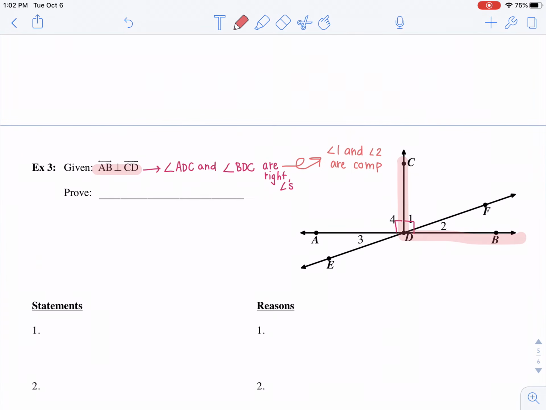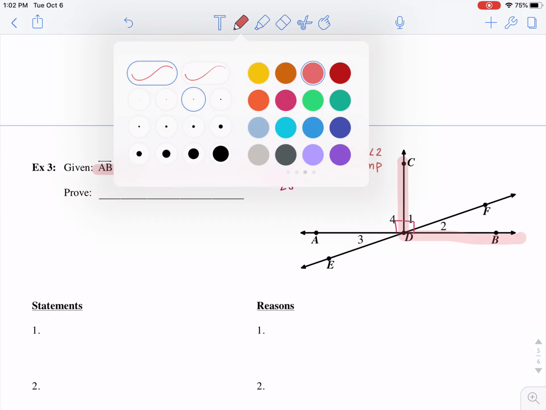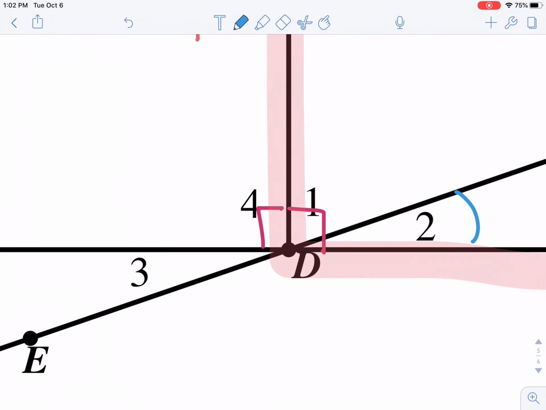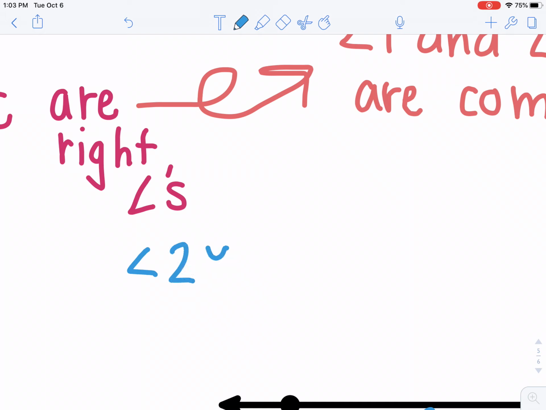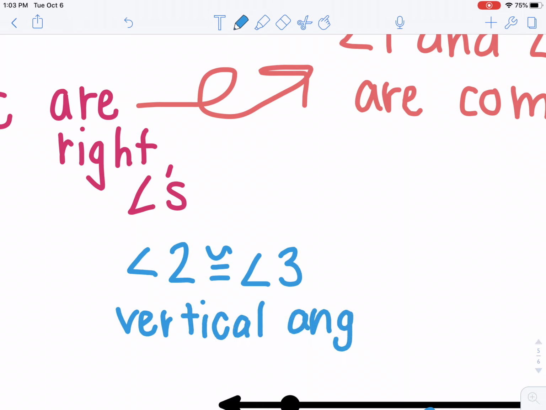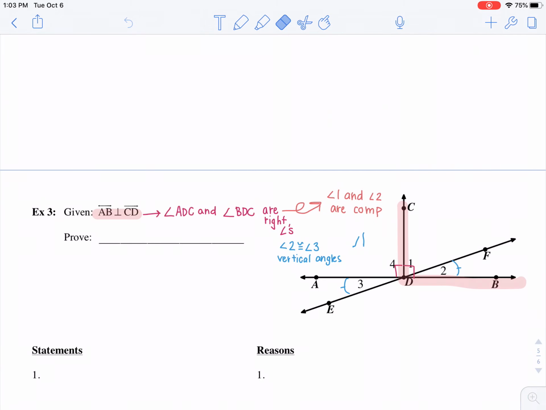All right, what's another piece of information I can infer from this diagram? Well, we had said that we can infer that angle 2 and angle 3 are congruent because they're vertical angles. Okay, so now what I'm going to have you prove is I want you to prove that angle 3 is complementary to angle 1.